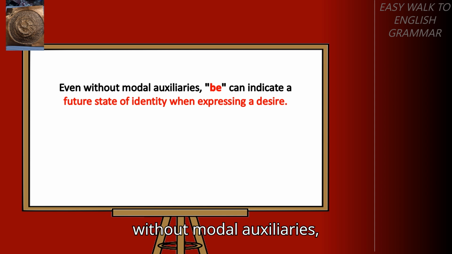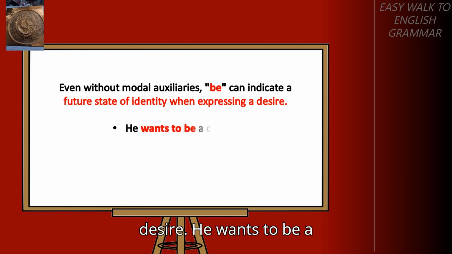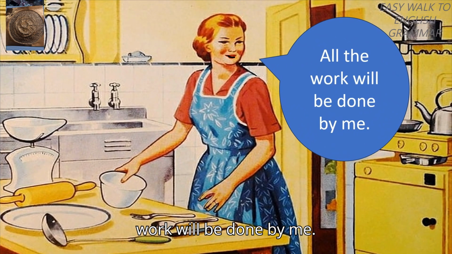Even without modal auxiliaries, be can indicate a future state of identity when expressing a desire. He wants to be a doctor. All the work will be done by me.